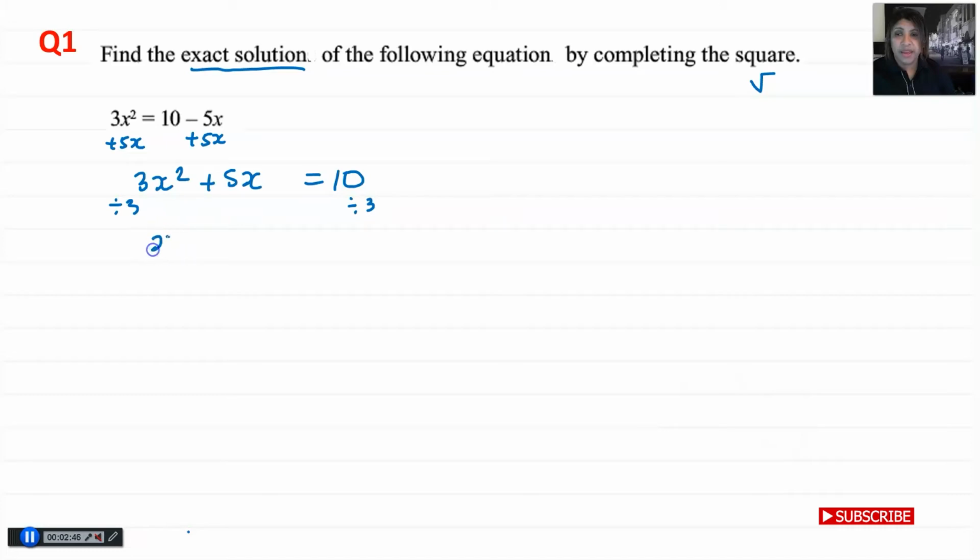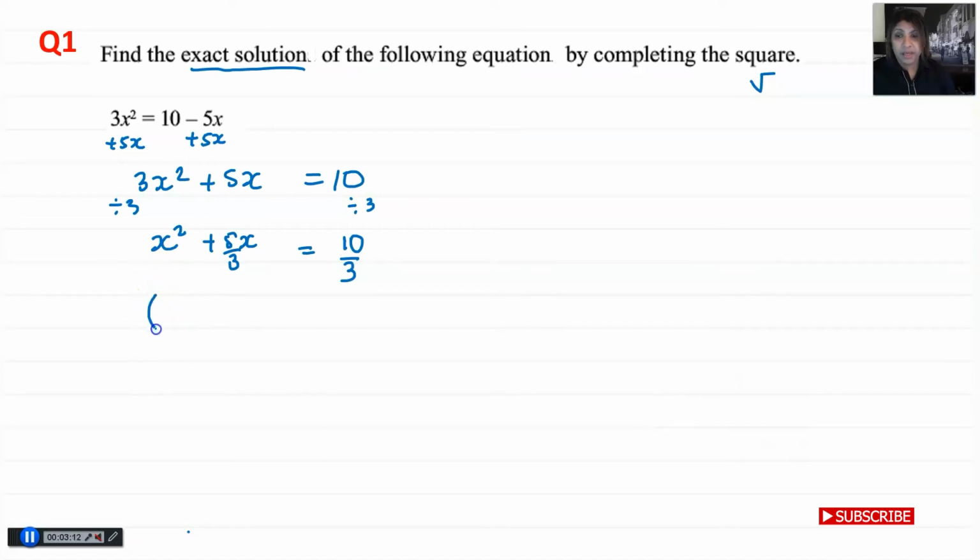So now I'll have x squared, because 3 divided by 3 is 1, and then I'll have 5 over 3 x over here, and on this side I'll have 10 over 3. Now I've got a coefficient of 1 for x squared. I can now complete the square.